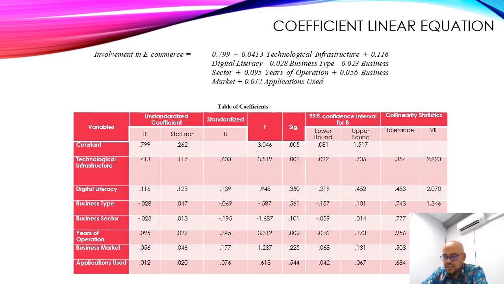Okay, this is the name. That means for every 1 unit increase of technological infrastructure, there is a predicted increase of 0.413 in the involvement of SMEs in e-commerce. And then years of operation also becomes a significant predictor of involvement of Muslim SMEs with a significance value of 0.02.